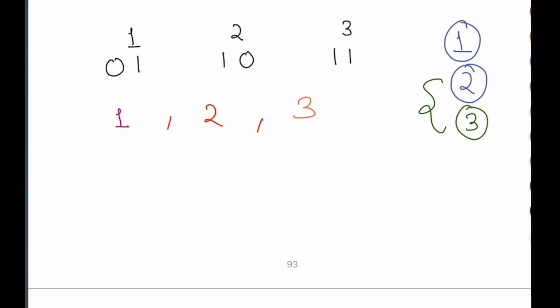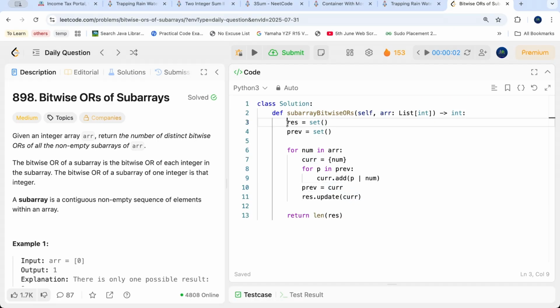So now let me get back to the code editor and let me show you how easily you can code this using Python. First of all, we are going to create a result variable, which is a set, and we are going to create a previous variable, which is also going to be a set, but this will only store the previous answers we have. As of now, it is empty.